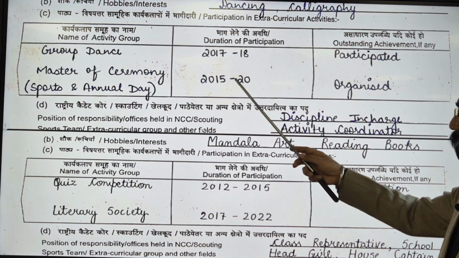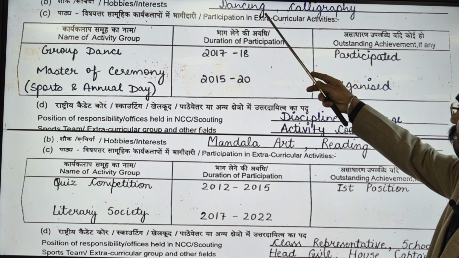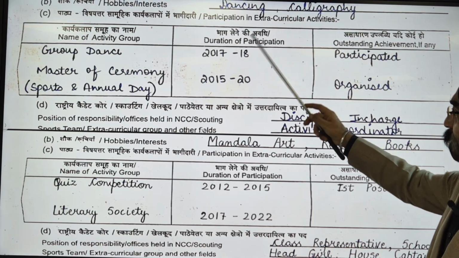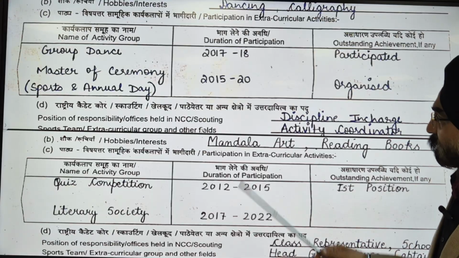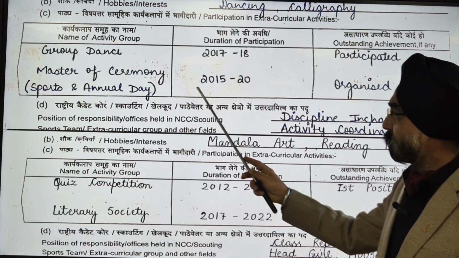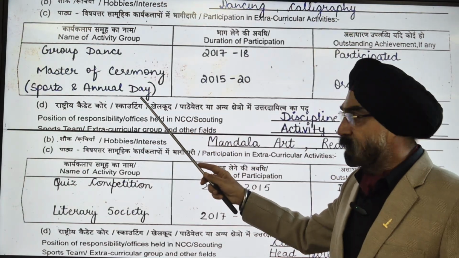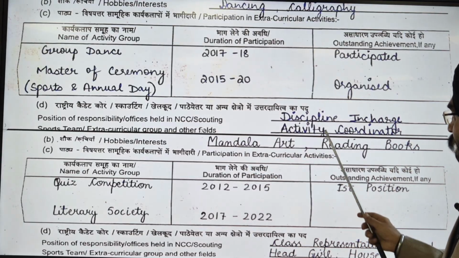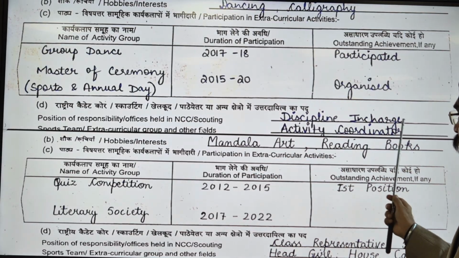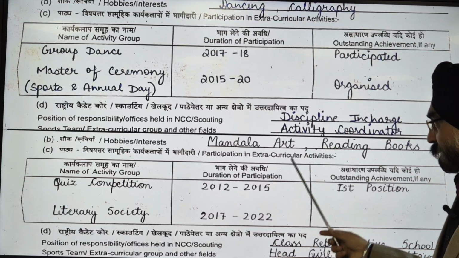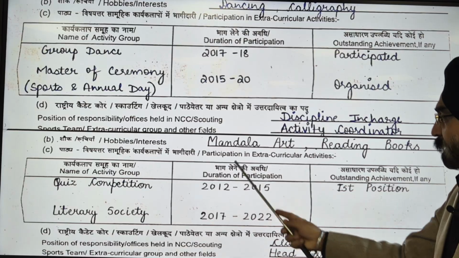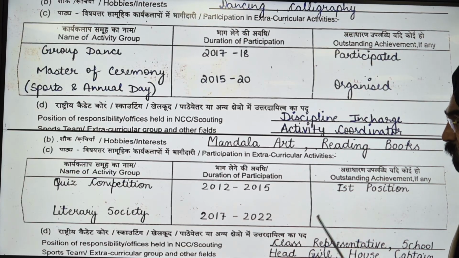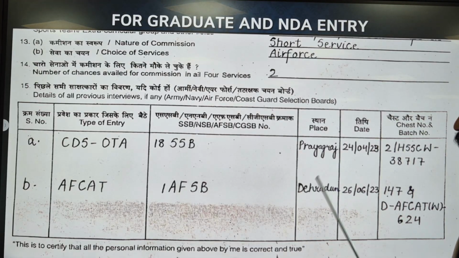So this candidate has written group dance, like dancing is his hobby, and calligraphy. Of course, you can make out from the beautiful handwriting that calligraphy is a hobby of this candidate. He's written so well, and then he's written group dance. He's participated in the year, and this candidate has held position of discipline in charge, activity coordinator. Here, the candidate has written that he's been class representative and the head girl and a house captain. So like that, these columns have a lot of weightage, so ensure that you write it properly.